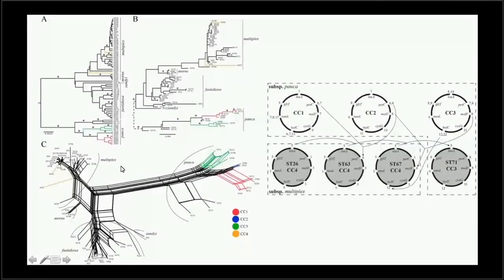Let's start here from the two trees on the top. So let's start with this one here, B. This is a phylogenetic tree with all the sequence types that were available until about a year ago when this analysis was performed. Here you have your different subspecies, fastidiosa, pauca. And let's focus on pauca, which is what really is in South America. The colored genotypes here are the ones that are actually present in South America. These other genotypes here are not present in South America. These are Central America and Europe.